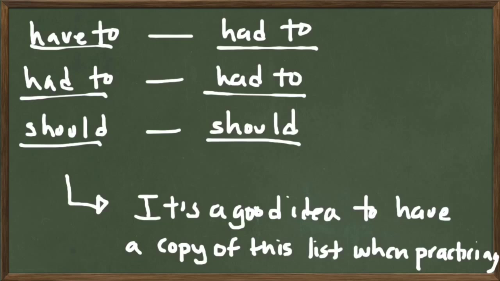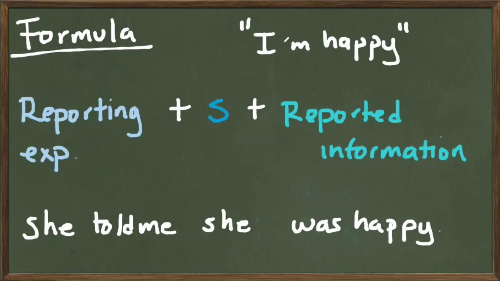One thing that you might want to do is have a copy of this list when you practice, because it's easy to forget. It probably looks like a lot of information, so it is important to have a copy of the list. You can ask your teacher to provide you with a copy, or maybe a more extensive copy of the changes in tenses when using reported speech.